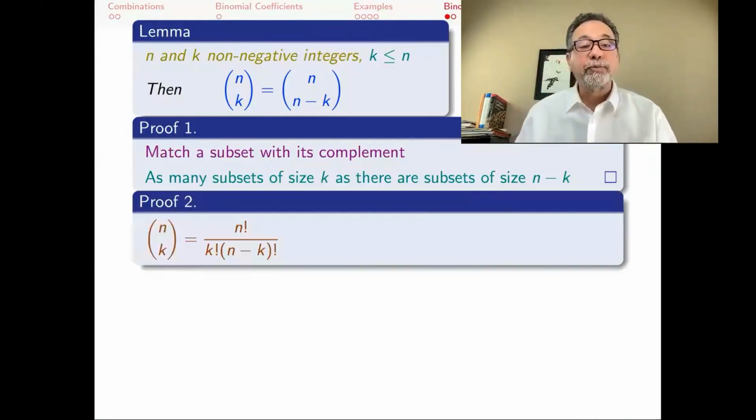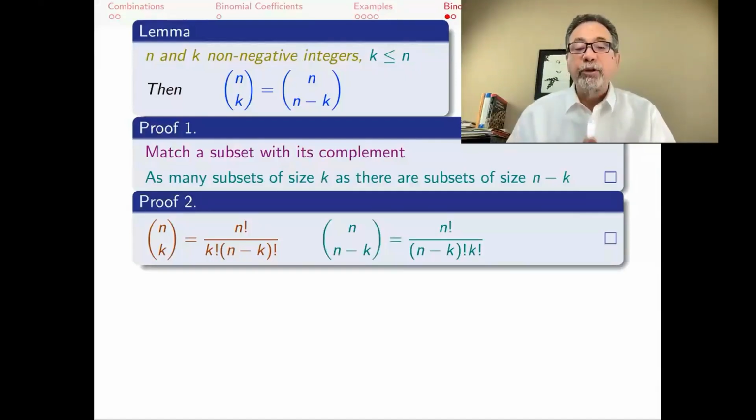The second proof is even more straightforward. We have a formula for n choose k. It's n factorial over k factorial times n minus k factorial. Well, what's the formula for n choose n minus k? Instead of k, we put n minus k. We get n factorial over n minus k factorial, and then k factorial. These two things are evidently the same, and so they must be equal.